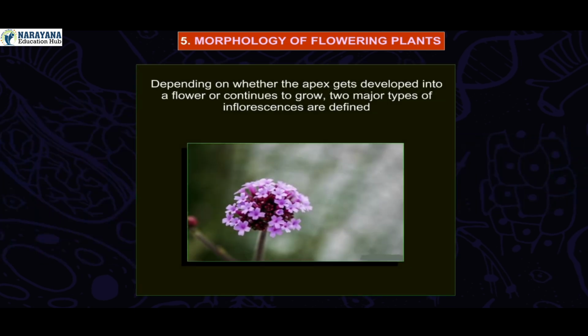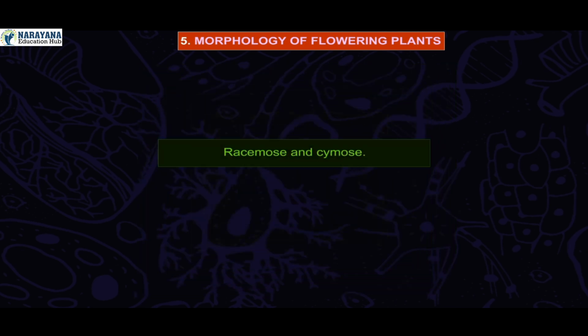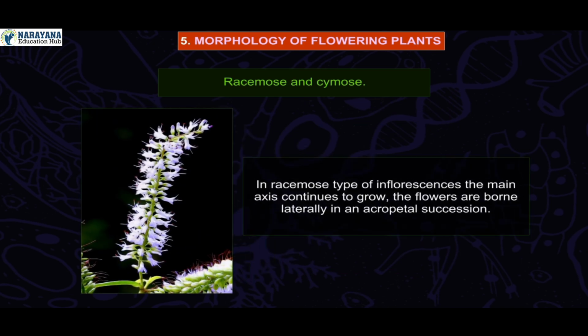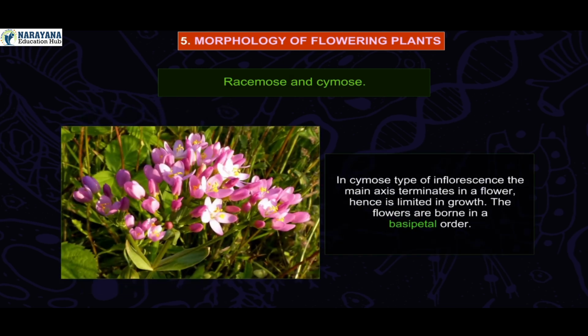Depending on whether the apex gets developed into a flower or continues to grow, two major types of inflorescence are defined: racemose and cymose. In racemose type of inflorescence, the main axis continues to grow. The flowers are borne laterally in an acropetal succession. In cymose type of inflorescence, the main axis terminates in a flower, hence is limited in growth. The flowers are borne in a basipetal order.